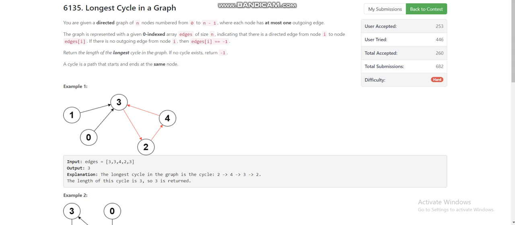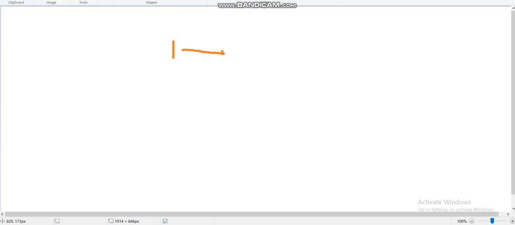Hello everyone. Today I am going to discuss the fourth problem of Leetcode Weekly contest 304, which is longest cycle in a graph. So what are we given? We are given a directed graph of n nodes, and we have to find the longest cycle in the graph. Let's say this is the graph, and the longest cycle is of length 3. The graph could be disconnected also.